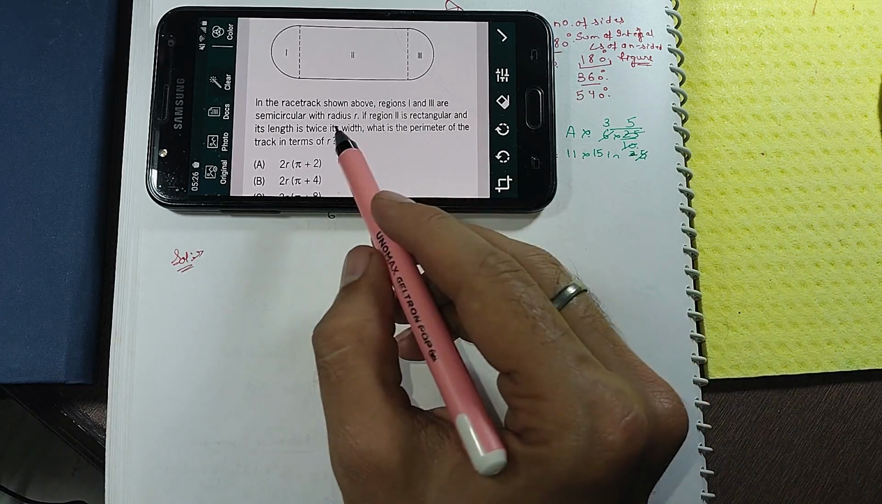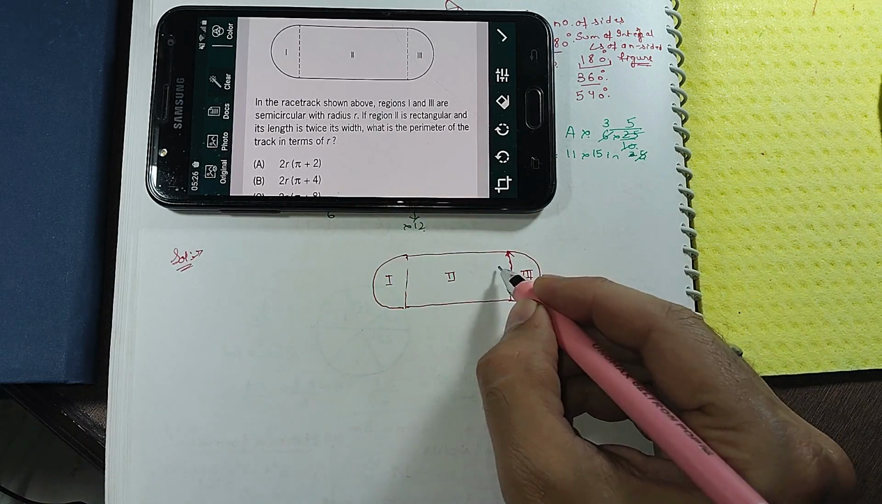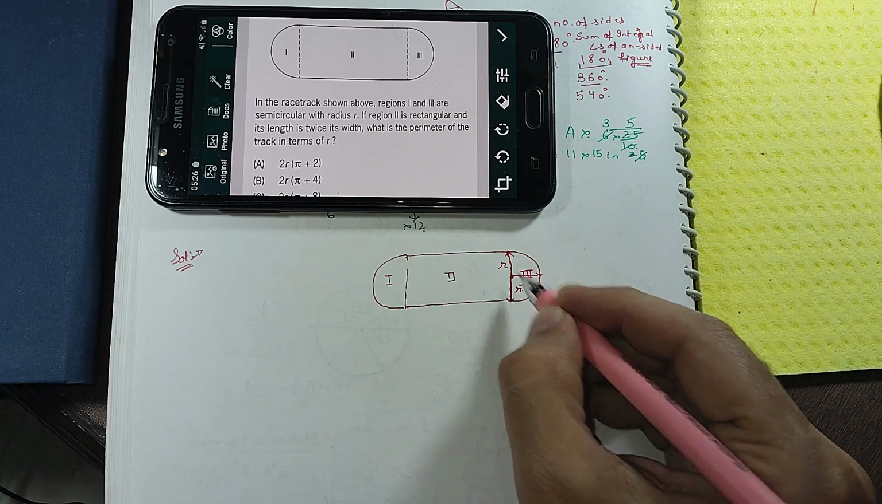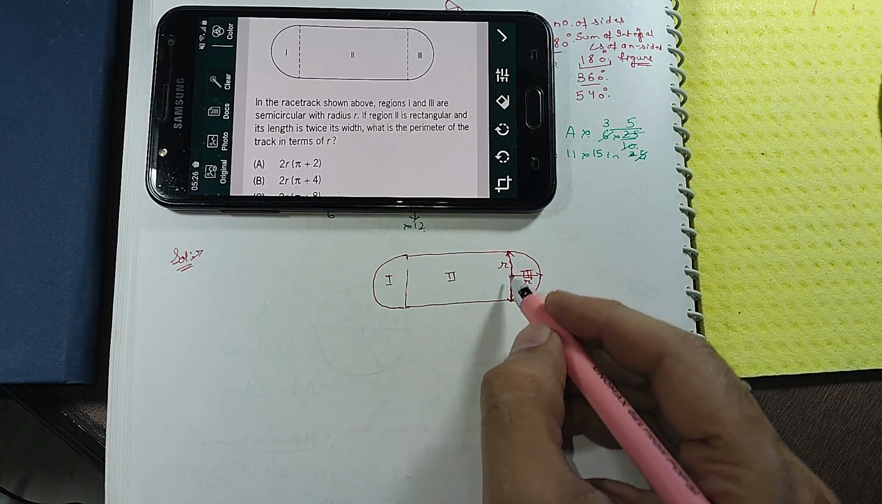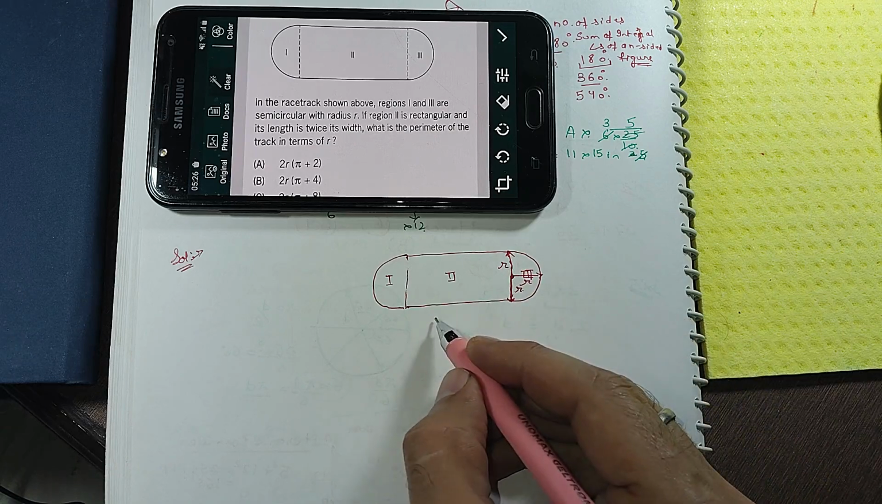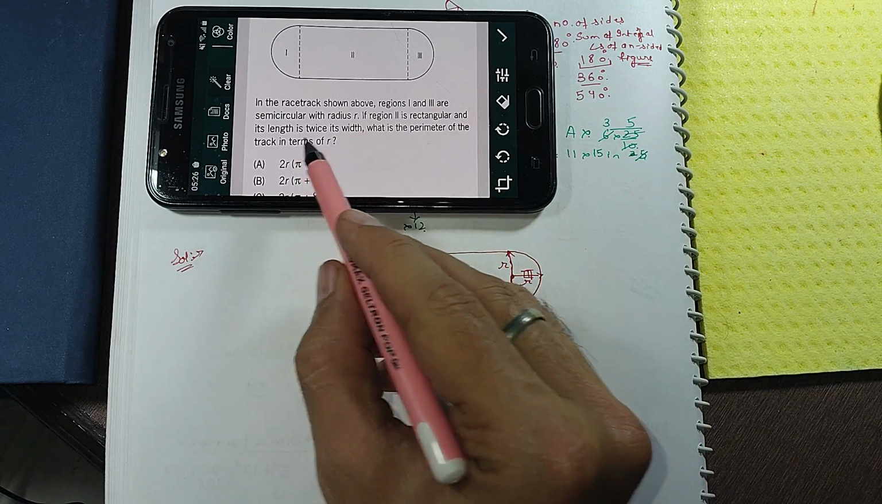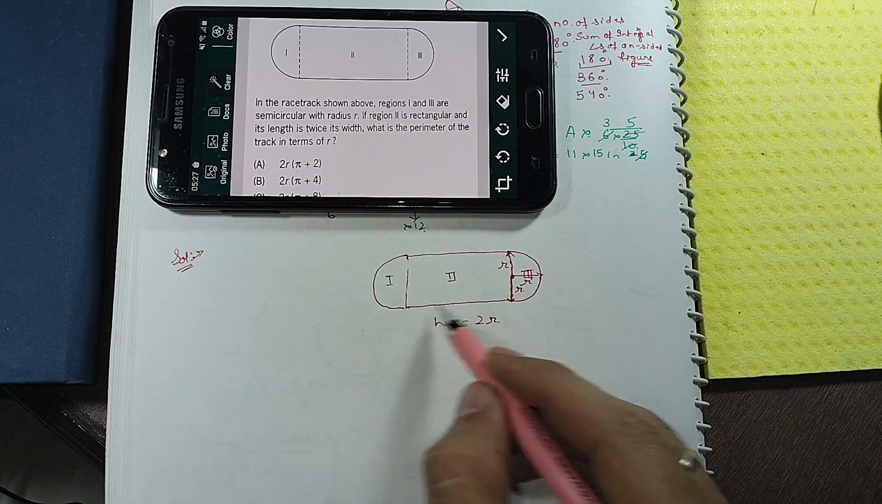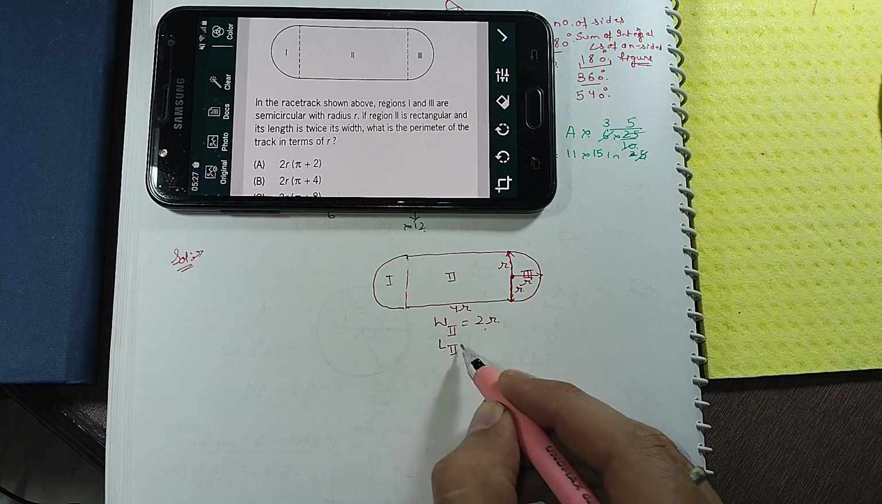The semicircular region is having radius r. So that means this will be r, this will be r, this will be r. So the total diameter, which forms the width of this rectangular region, is also the diameter. So the width of region 2 will be equal to 2r, and we have been given that its length is twice its width. So its length will be twice of this, so that will be 4r. So the length of the second region will be 4r.